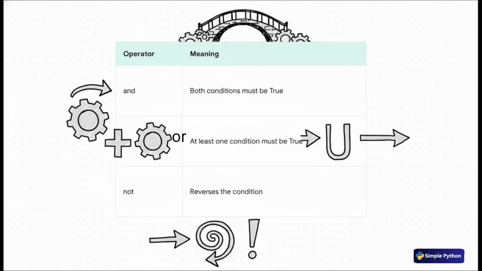The best way to think of them is like the glue that connects all our little comparisons together. With and, both sides have to be true. With or, just one of them needs to be true. And not, well, it just flips the whole thing on its head. True becomes false, and false becomes true.